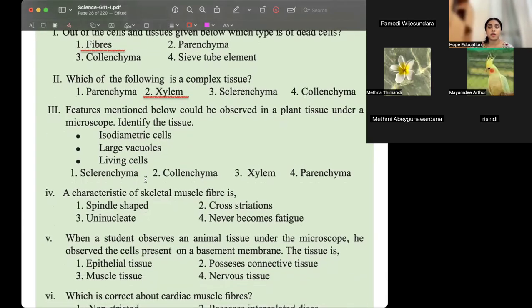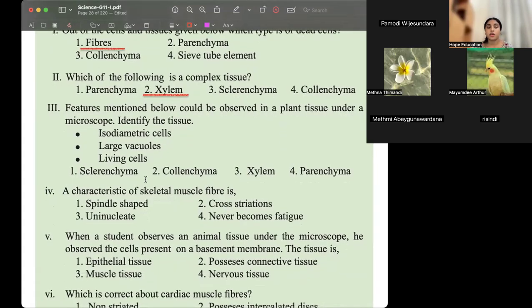Features mentioned below could be observed in a plant tissue under a microscope. Identify the tissue. Isodiametric cells, large vacuoles, living tissues. Okay. What do you think?